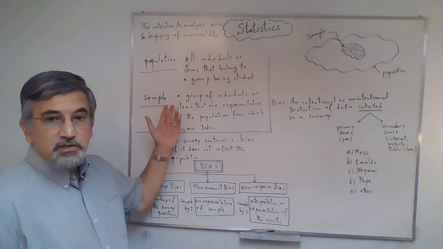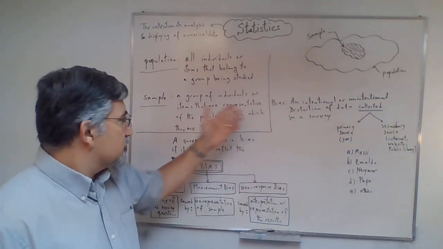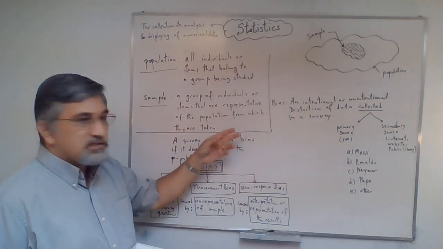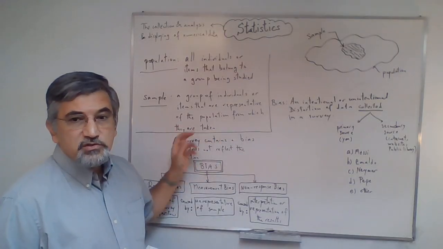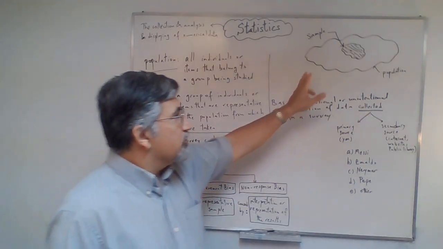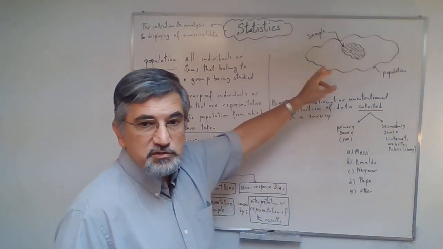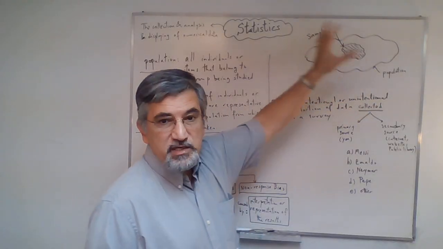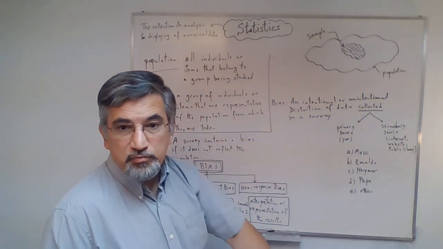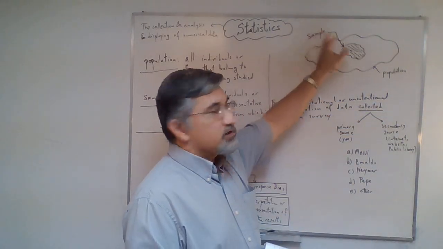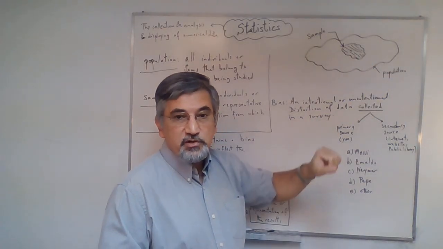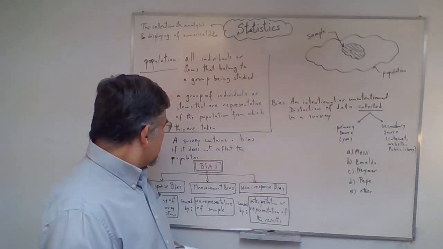So a sample is a group of individuals, or it could be items, that are representative of the population from which they are taken. So this diagram here shows which one is bigger. Population is the big group, basically, and sample is a small group of this population that is taken.